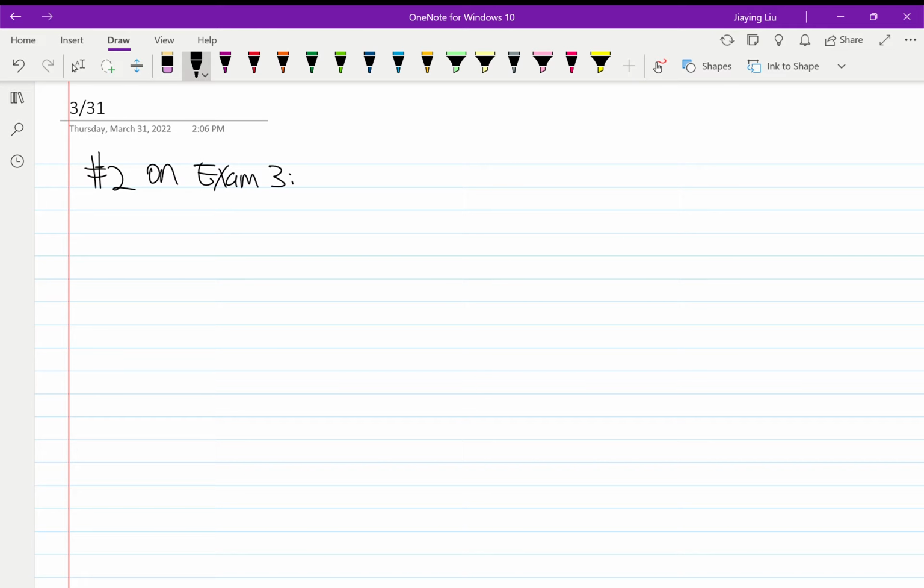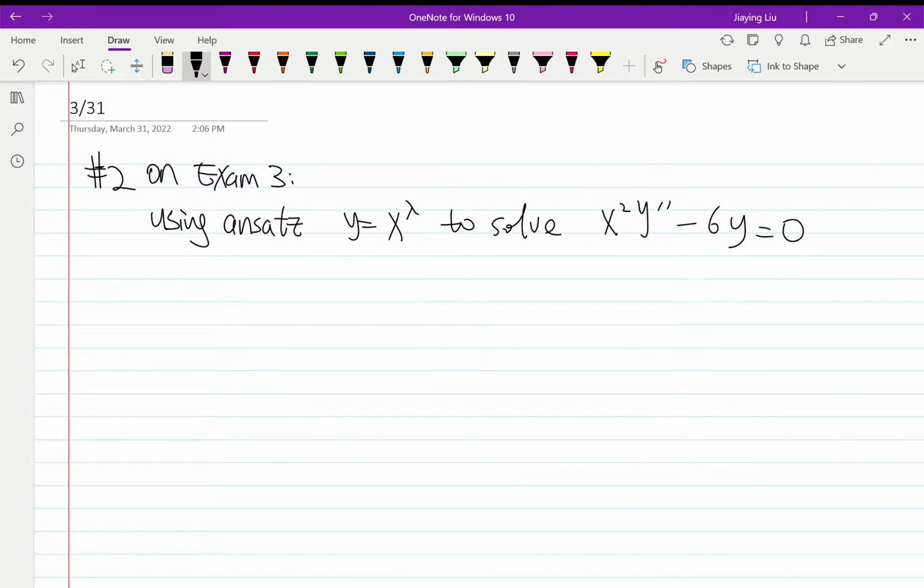So for number 2, the first part, it says using the ansatz y equals x to the lambda to find the linearly independent solutions, basically the base solutions of this homogeneous equation, x squared y double prime minus 6y equals 0. If we were given an ansatz and use it to solve, what we do is just take it and plug it into the differential equation.